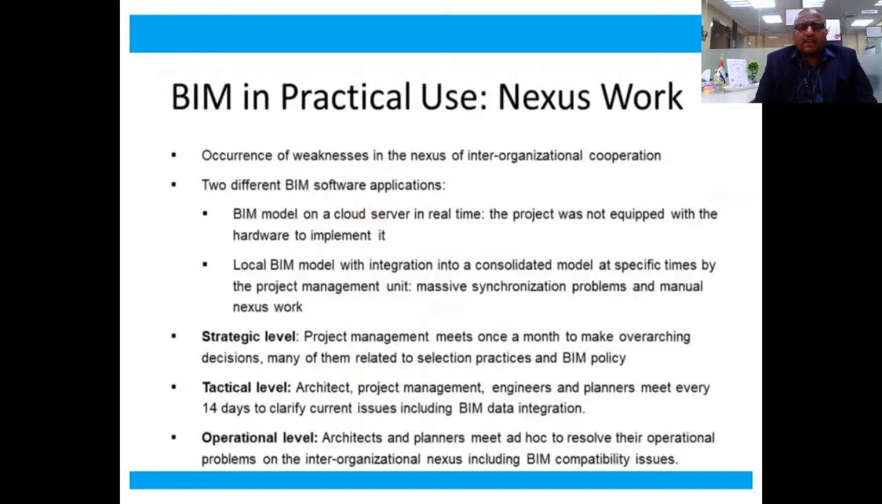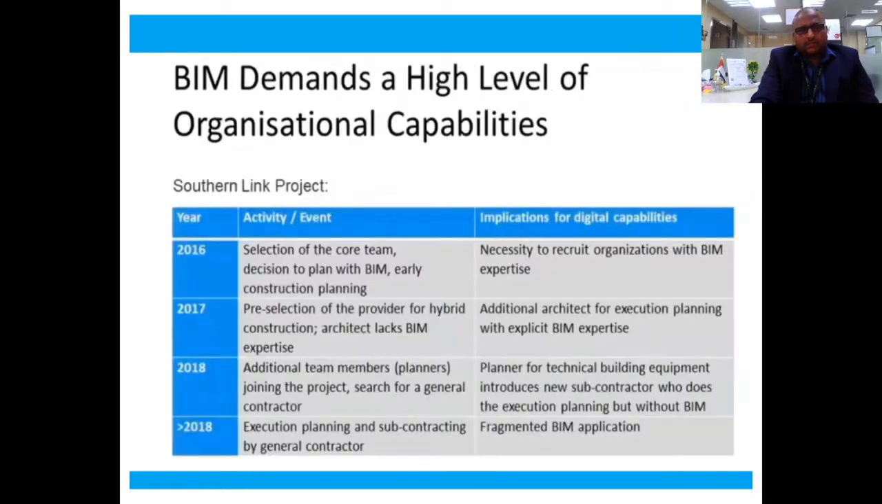At the operational level, the architects and planners meet to resolve the operational problems in the organization nexus, including the BIM compatibility issues. So you can see the various levels of the PMO office interfering or making changes in the various iterations to make a better result out of it. As you can see, many of the BIM softwares aid Primavera, which is one of the best project management softwares.